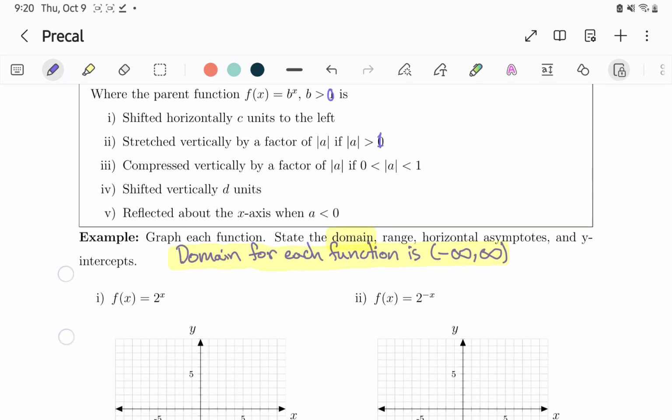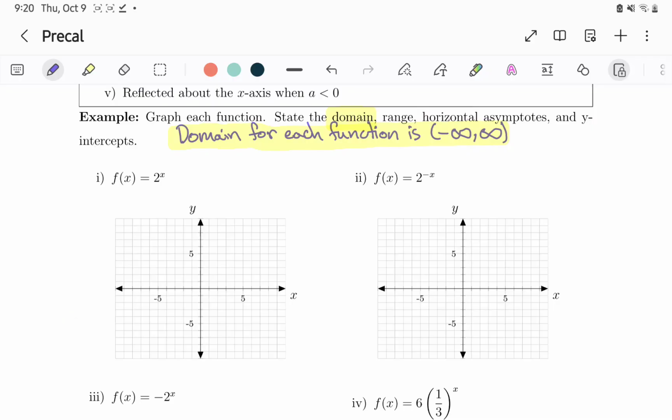All right. So for our first example, we are given the exponential function f of x equals 2 to the x. So for the y-intercept, it's just going to be the value of the function at x equals 0. So evaluating f at 0, we get f of 0 equals 2 to the 0, and this is going to be equal to just 1. Okay. And then for the domain, we already know it's going to be from minus infinity to infinity, in other words, all real numbers.